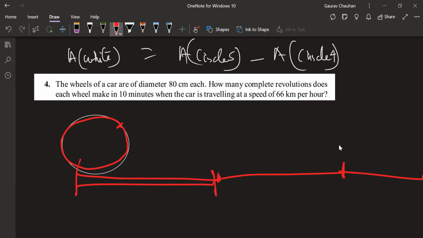Think about it. Starting from this point, after rotating fully, it reaches again below here. This point A again reaches below after rotating fully. That's one length, one circumference. Again and again it will rotate, and finally it will cover the distance it has to cover in 10 minutes. So your total distance in 10 minutes divided by the circumference will give you the number of revolutions.